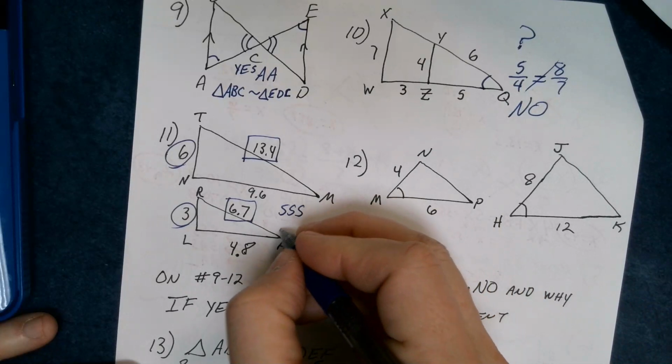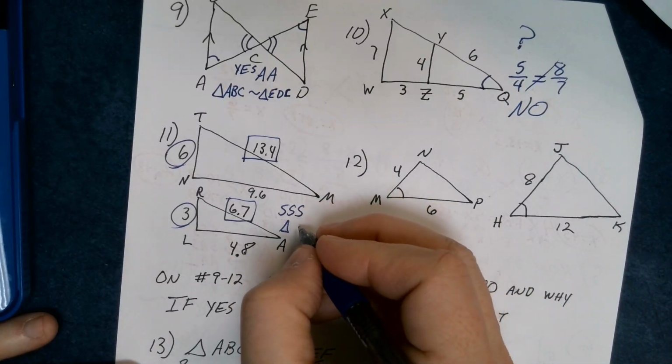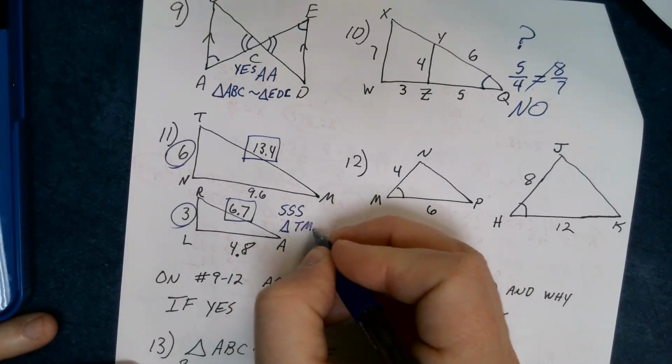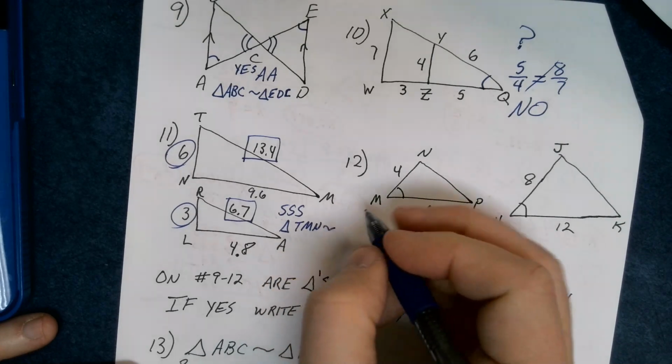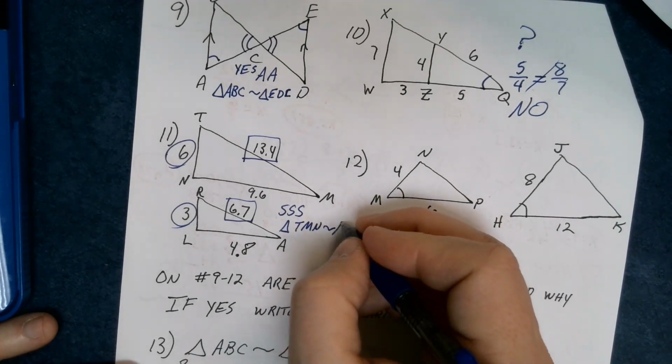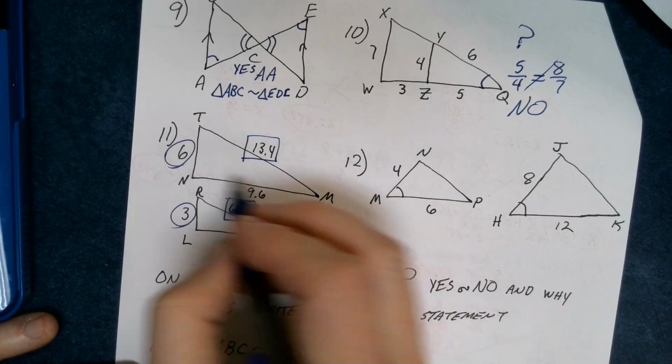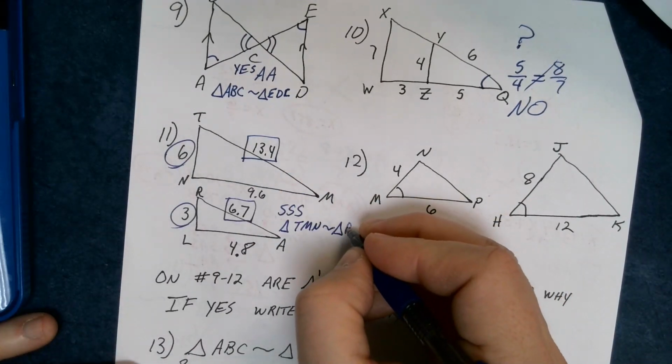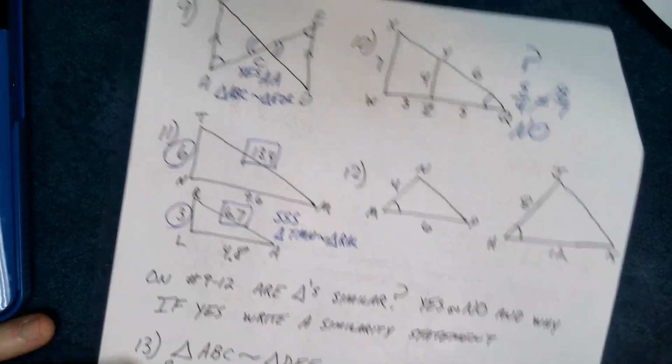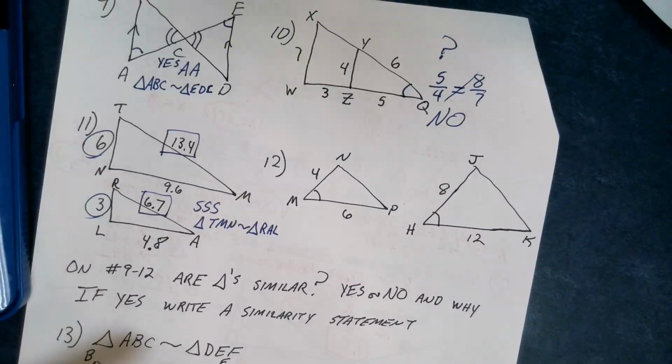And then I could write that triangle TMN is similar to triangle R A L. T to M to N is R to A to L. I've got to make sure again that those sides match up.